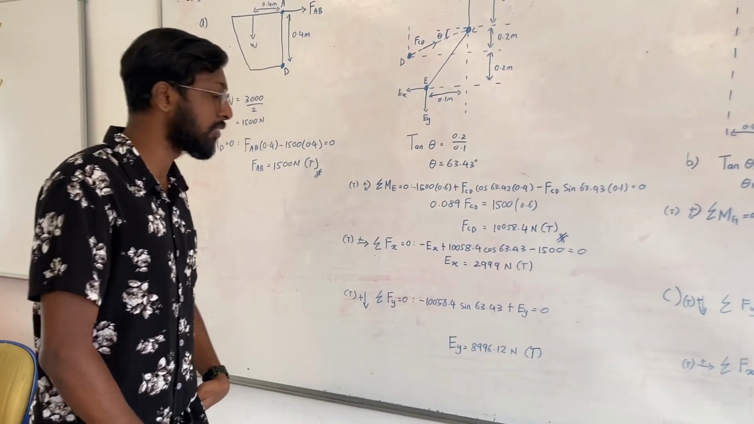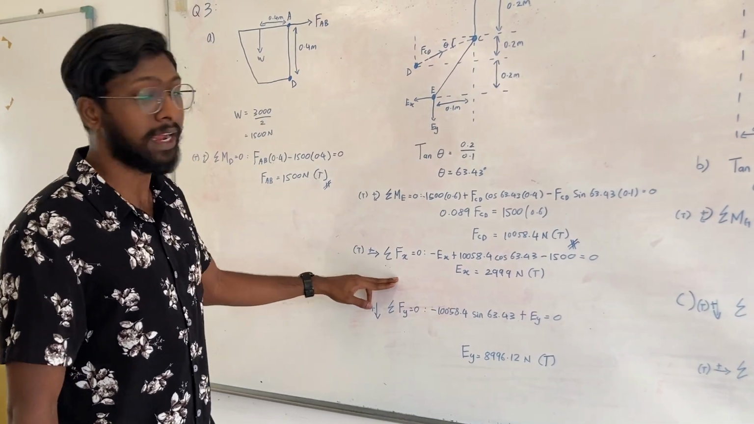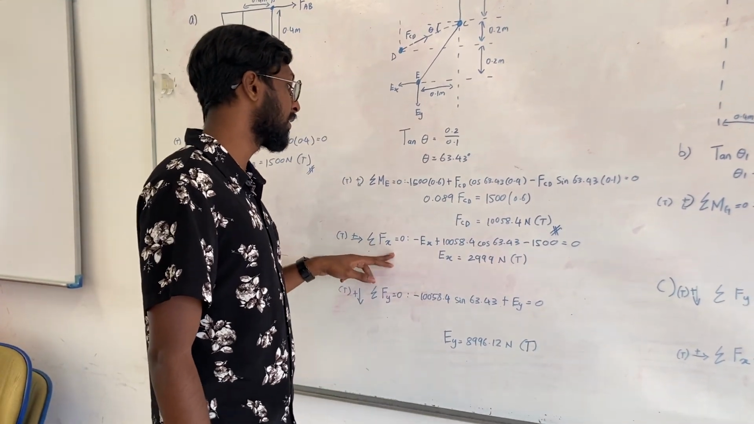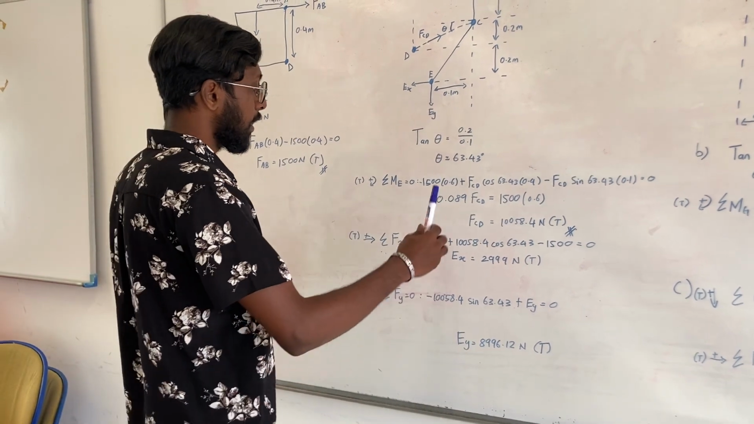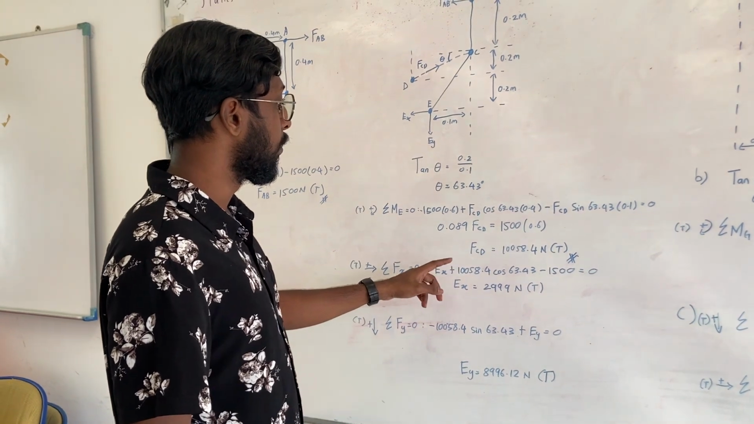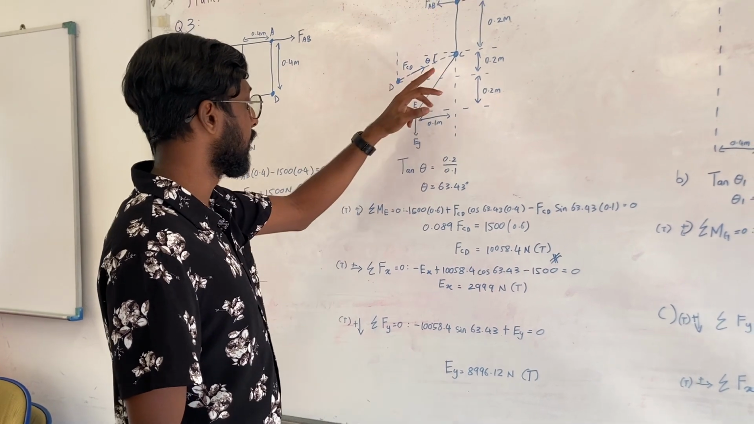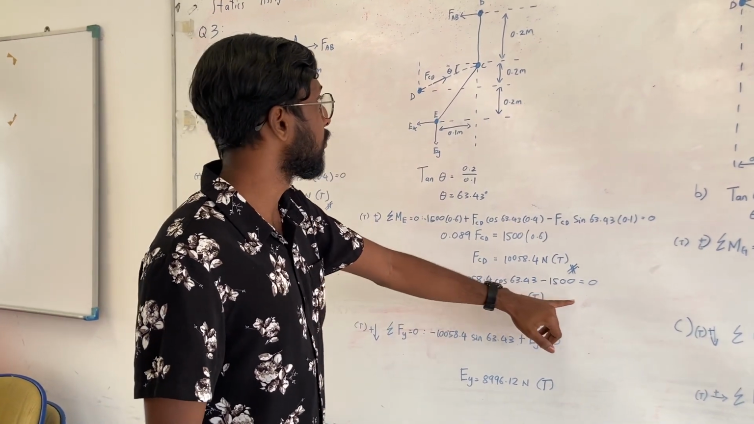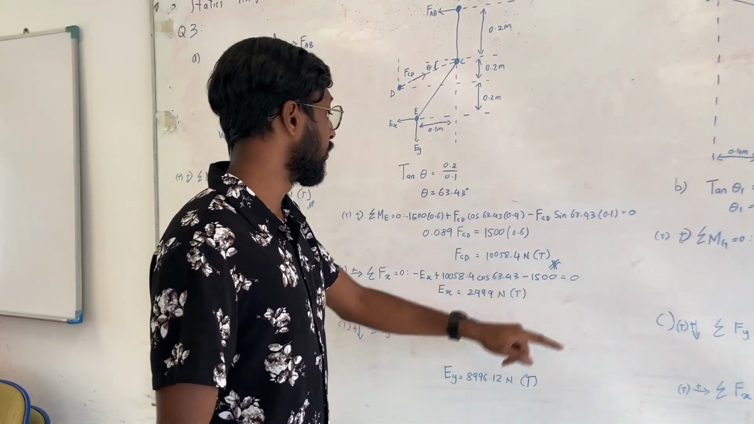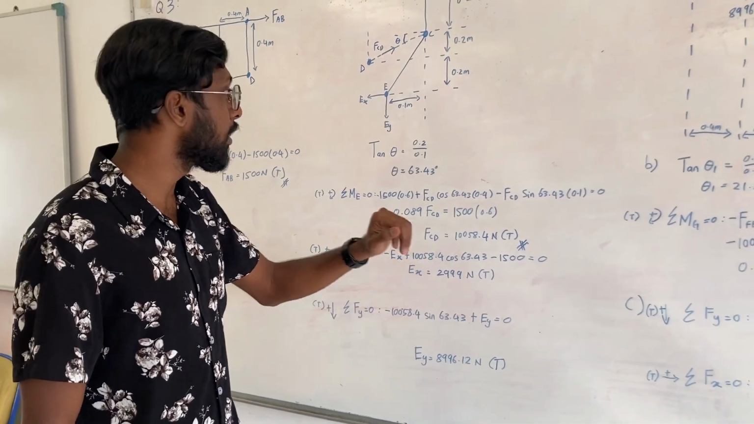Moving on, we are going to use the second equation of equilibrium. Summation of forces at x-axis. Going to the right is positive and we assume that it's in tensile force. So summation of forces in x-axis equals 0. Hence, Ex is going to the left, so negative Ex plus 1058.4 cos 63.43, FCD is going to the right, hence plus, minus 1500 Newton, FAB is going to the left, equals 0. Solve the equation and you'll get Ex equals 2999 Newton in tensile.